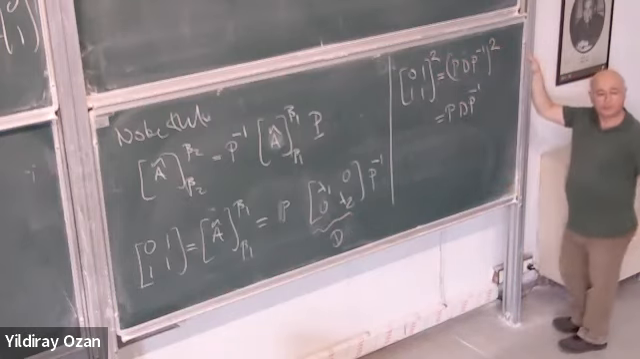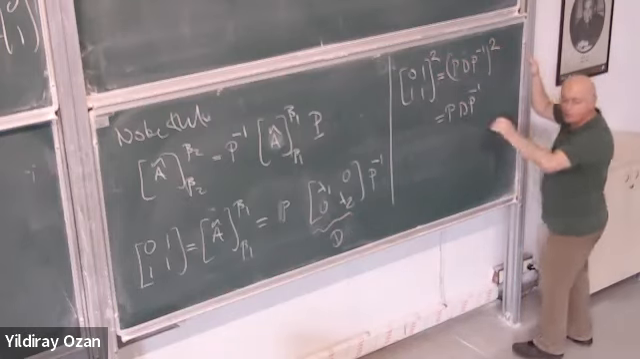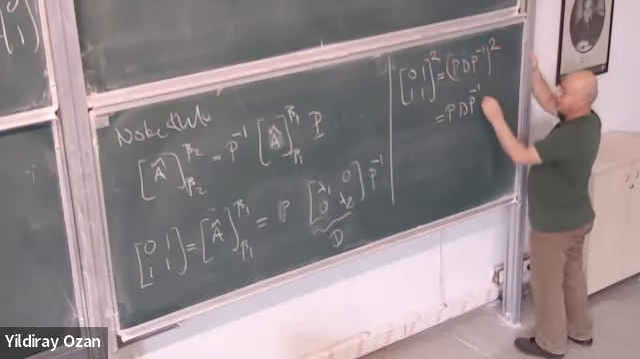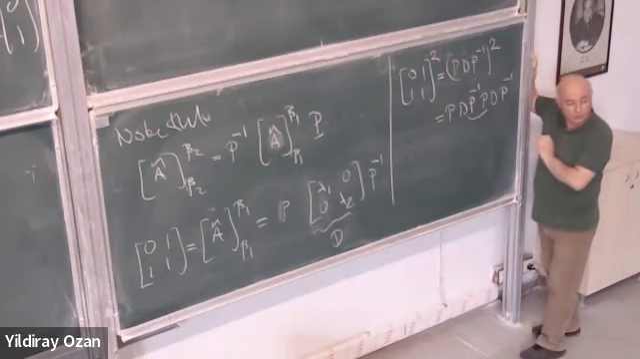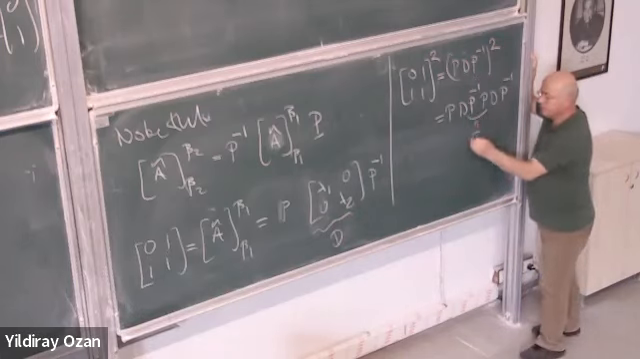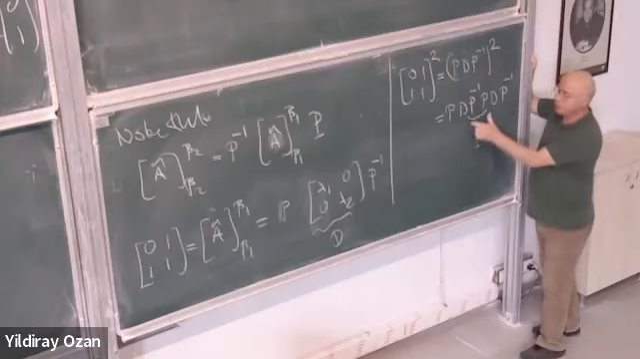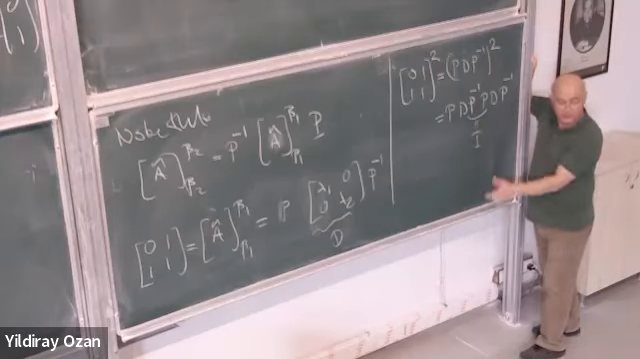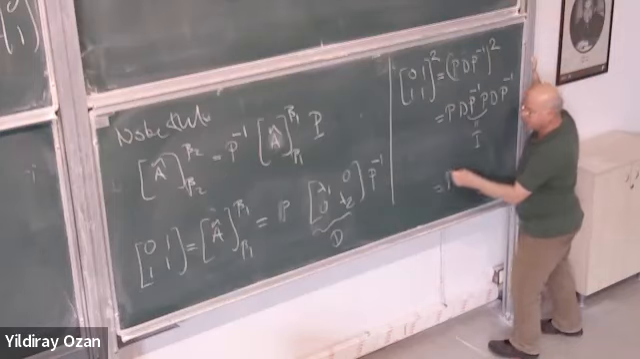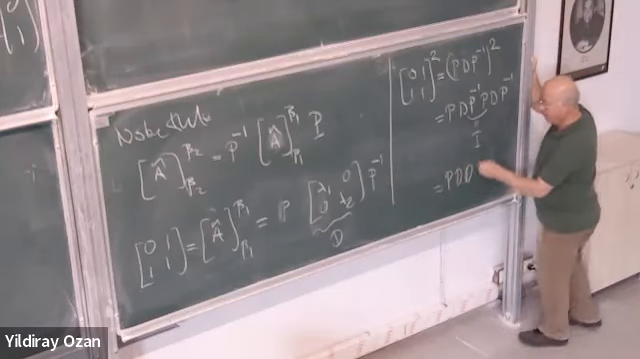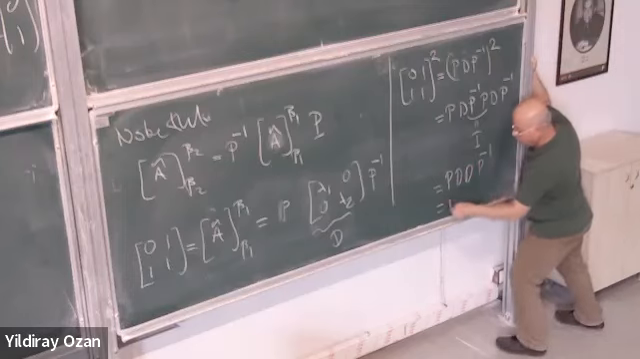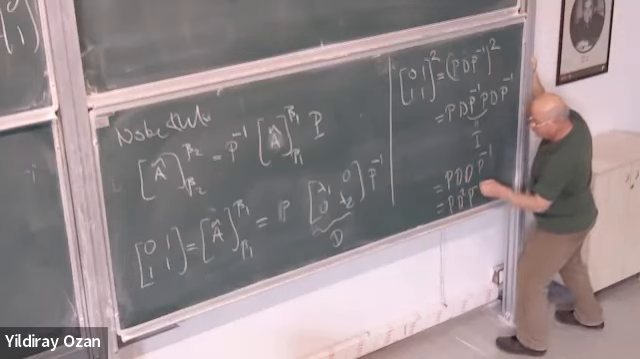And since multiplication is associative, I can just forget about the parentheses. But here I have P inverse and P, which is just the identity matrix, so that it just disappears. So what we get is P D D P inverse, or P D squared P inverse.